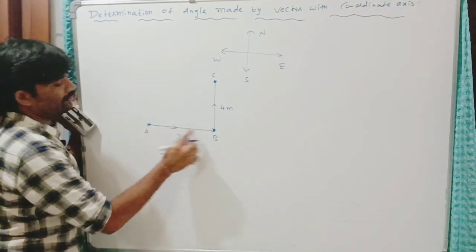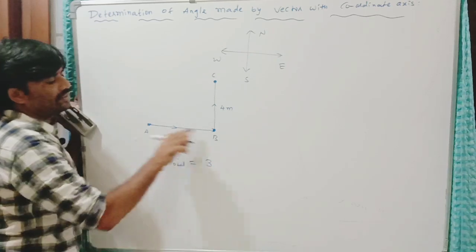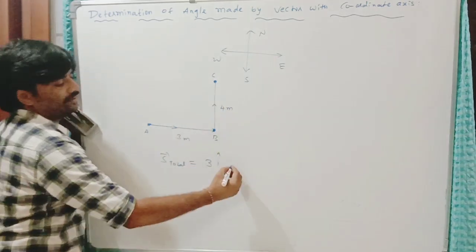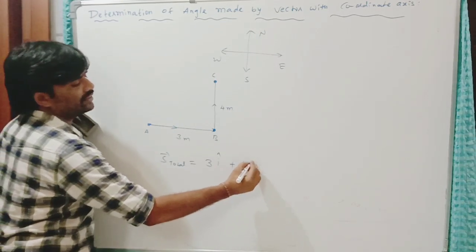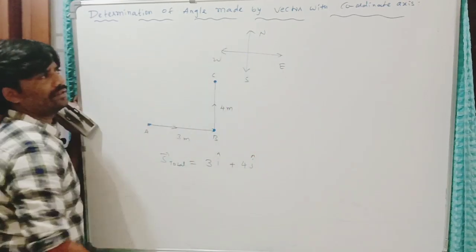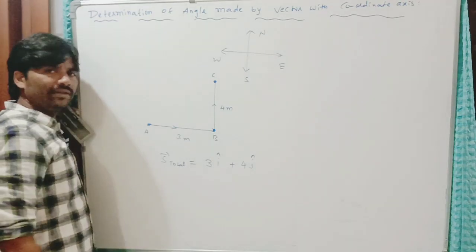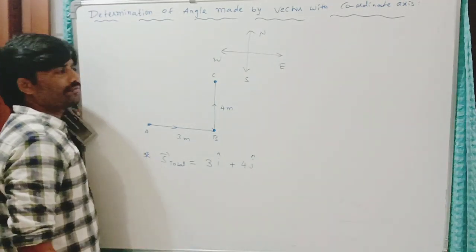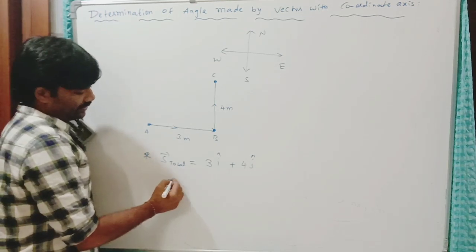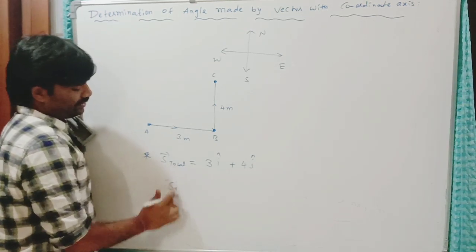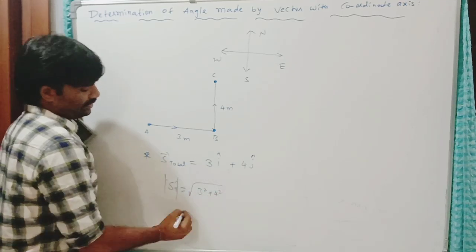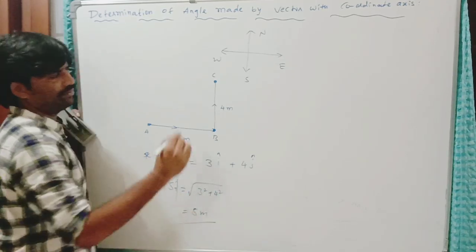So total displacement is what? Initial displacement from A to B is 3, its direction is i, 3i. From B to C 4 meters is the magnitude, direction is j. You can treat north as positive y-axis. So this is the total displacement in vector form. Now magnitude of this. Magnitude you can write simply under root of 3 square plus 4 square. Magnitude is 5 meters.